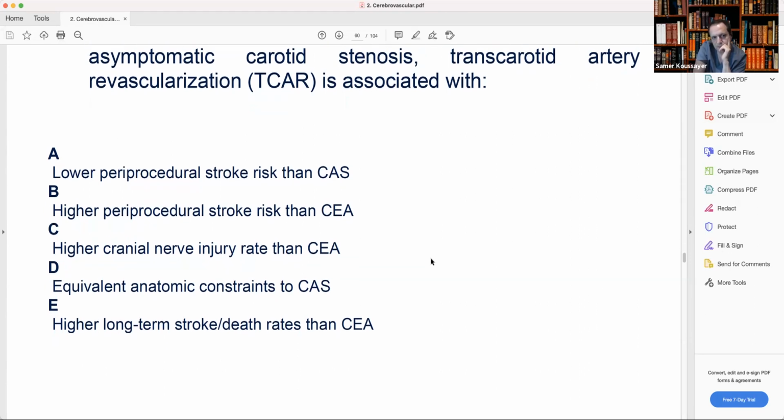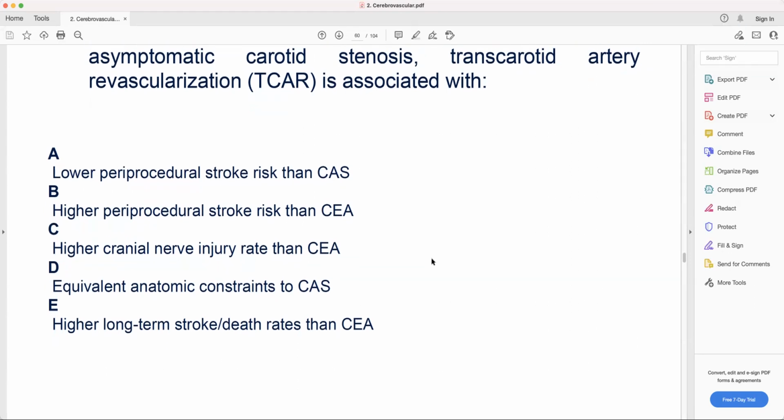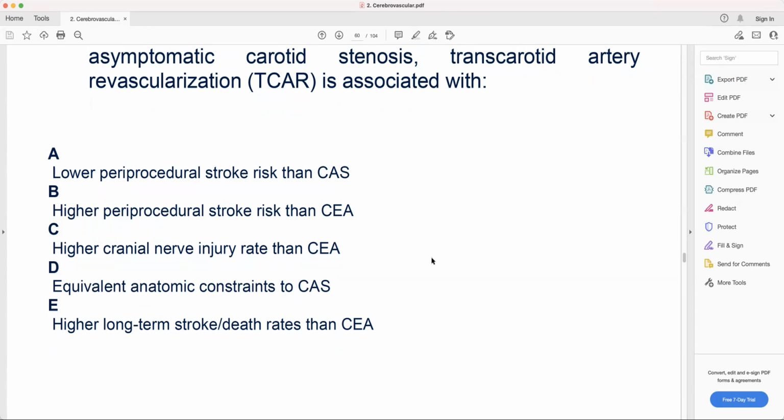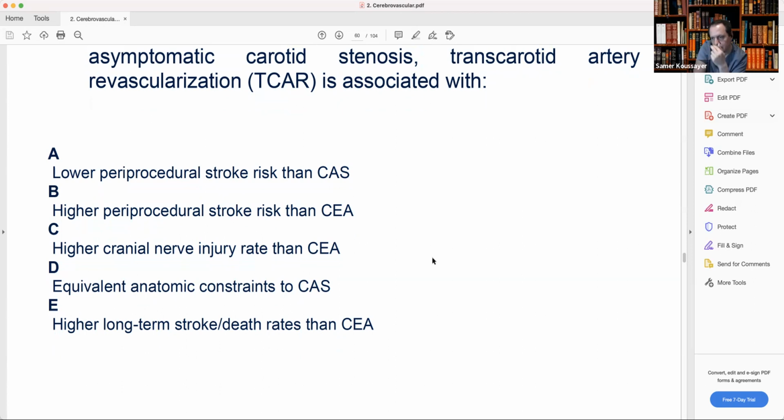Okay. Equivalent anatomic constraints to CAS? No, because we don't go through the arch. Correct. CAS you can do for arch type 1 and type 2, and maybe type 3, whereas TCAR you can do for any type of arch because you don't care.